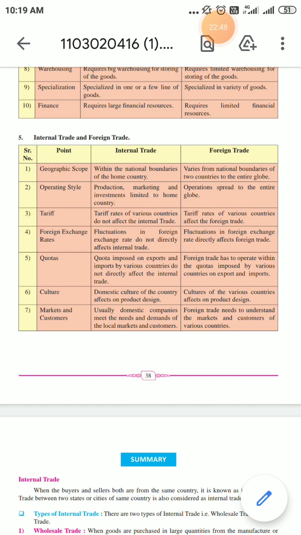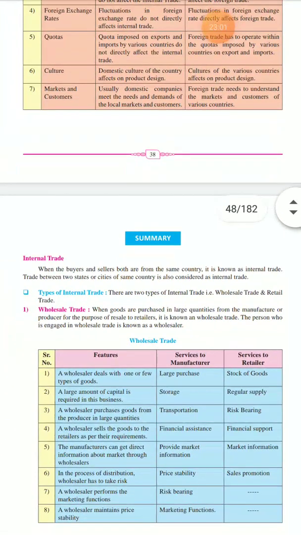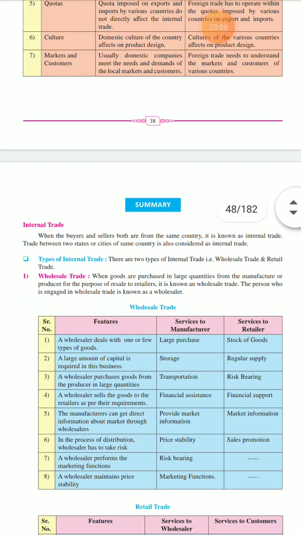Okay, now for distinctions also, you need to understand each concept clearly. If you understand these concepts clearly, then only you can write the distinctions between both. So let's revise what we have learned. Okay, so here we have seen what is internal trade.